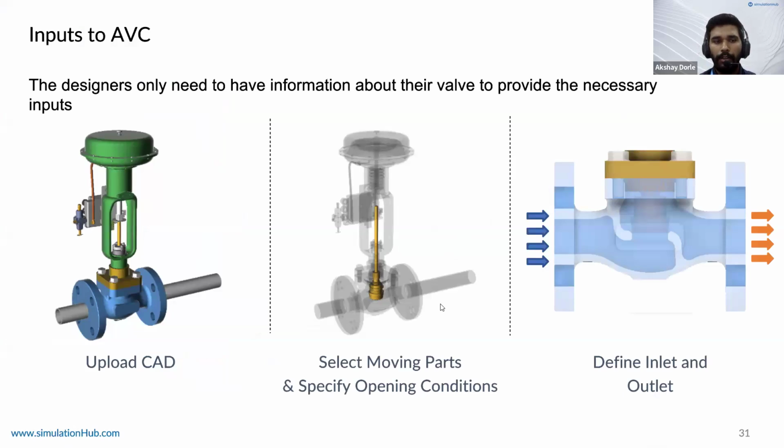These are the inputs that AVC requires. So from a designer's point of view, you just need a CAD file. Again, any CAD neutral format, CAD specific format like STEP file, IPT file, Parasolid file, that's no problem. The app can handle it. You select the moving parts, you select the flow direction.